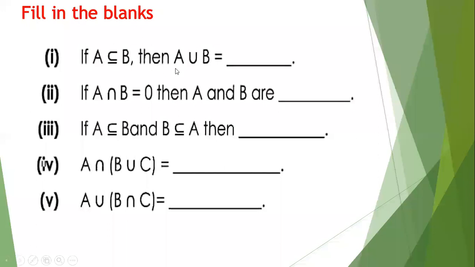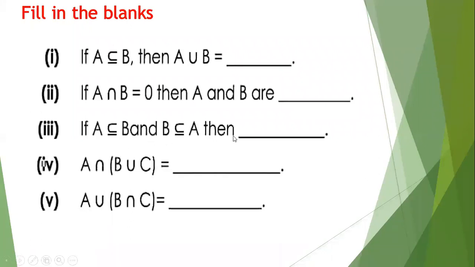Correct, it will be equal to B. Okay, correct answers from everyone. Second part, if A intersection B is equal to empty set, then A and B are disjoint. If A and B have no common element, they will be disjoint. Correct answers from everyone.